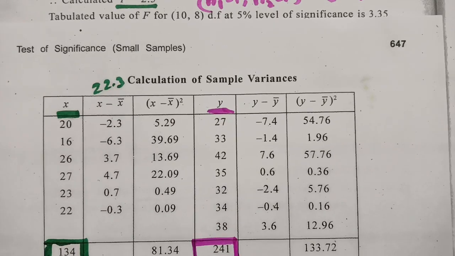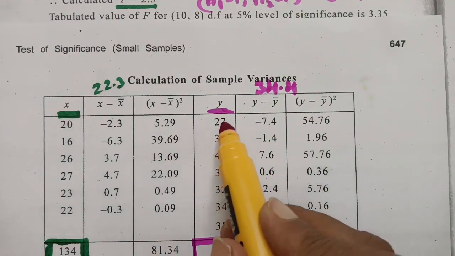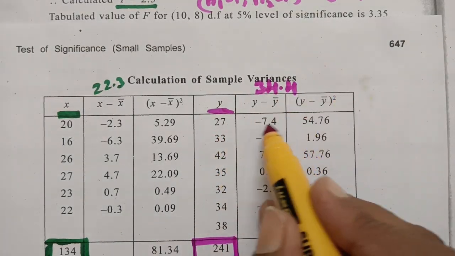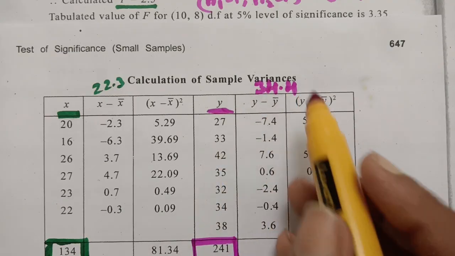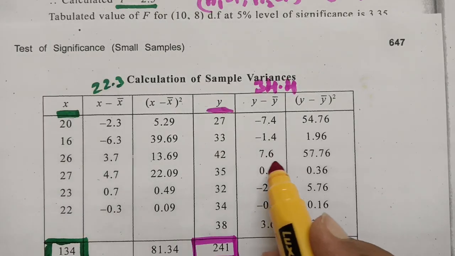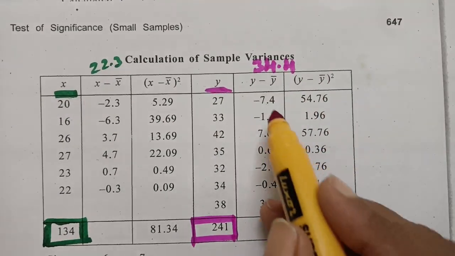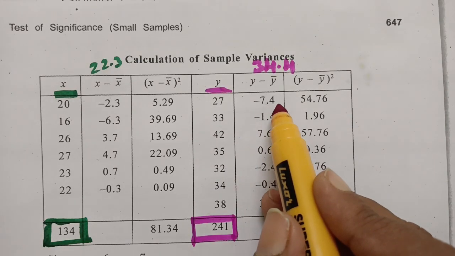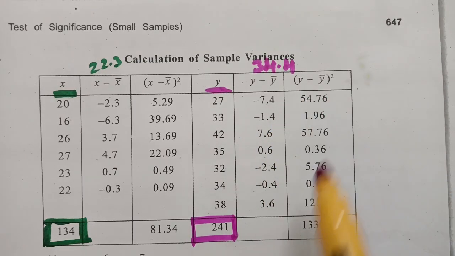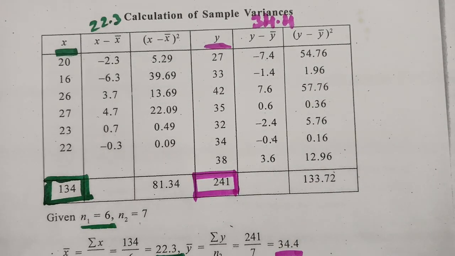And now we have to subtract 34.4 from each and every value of y. 27 minus 34.4 is minus 7.4, 33 minus 34.4 is minus 1.4, 42 minus 34.4 is 7.6. Like that we have to fill this column and we have to make squares. That is minus 7.4 whole square is 54.76. Like that we have to fill this column and we have to make an addition out of these.